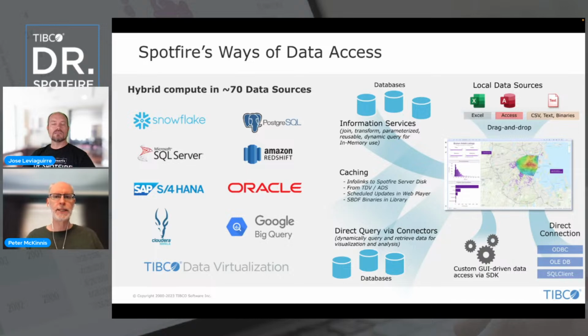So ways of data access: you can obviously pull in text files. You can use information services, which use JDBC from the Spotfire server. You can cache data. You can direct query, so this is the external data or in-database via the connectors. There are custom data sources available. And then you have direct connections via ODBC as well.